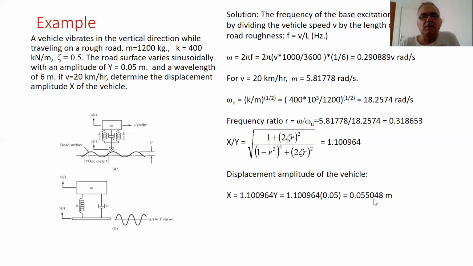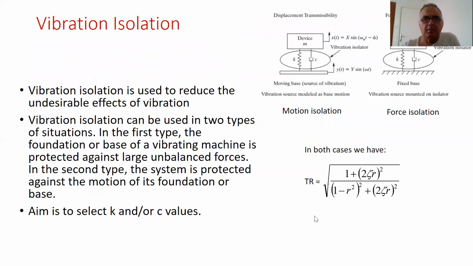That is, the car has more vibrations than the road. The vibrations are amplified at this speed. But if the speed increases or decreases, the vibration amplitude of the car changes.